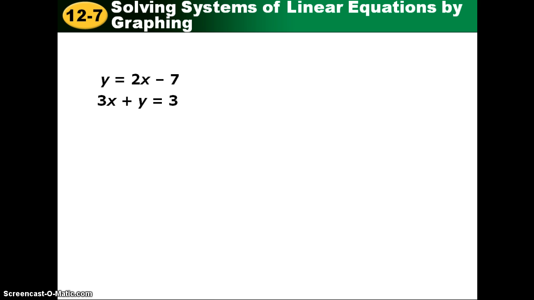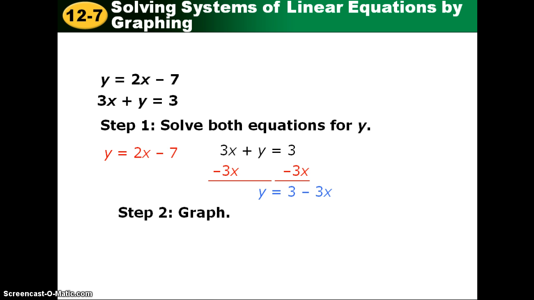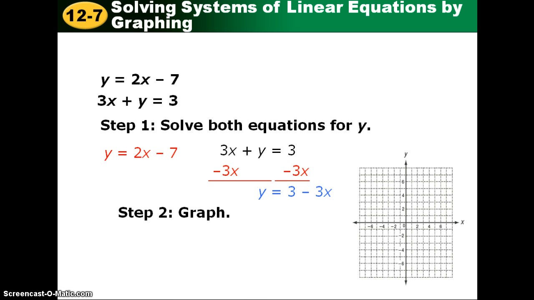So let's see what we can do. The first thing we need to do is make sure these are in a form that we're able to graph. We know how to graph y equals 2x minus 7, but we need to get 3x plus y equals 3 into slope-intercept form. So the first one's fine. For the second one, subtract 3x from both sides. We get y equals 3 minus 3x, or negative 3x plus 3. Now we're ready to graph them.